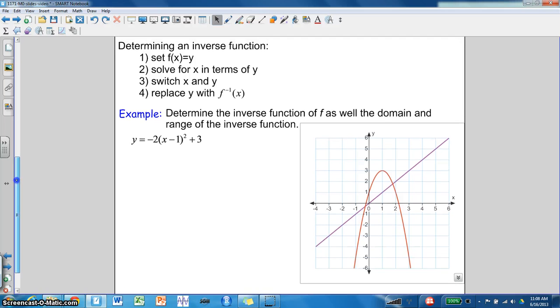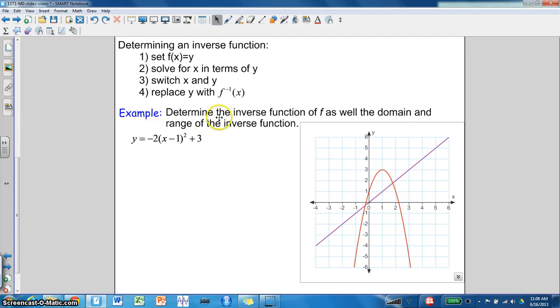So in our example, we want to determine the inverse function of f, and the domain and range of the inverse function, and the original function is given here. Now remember, if I take a horizontal line, it has to pass the horizontal line test. Well, right now it fails because for two different x values, I have the same y value. So that's not good. But what I'm going to do is restrict the domain.